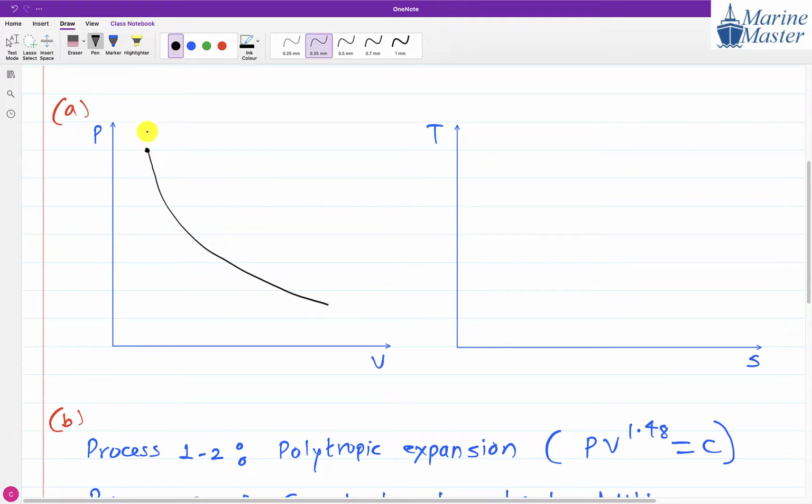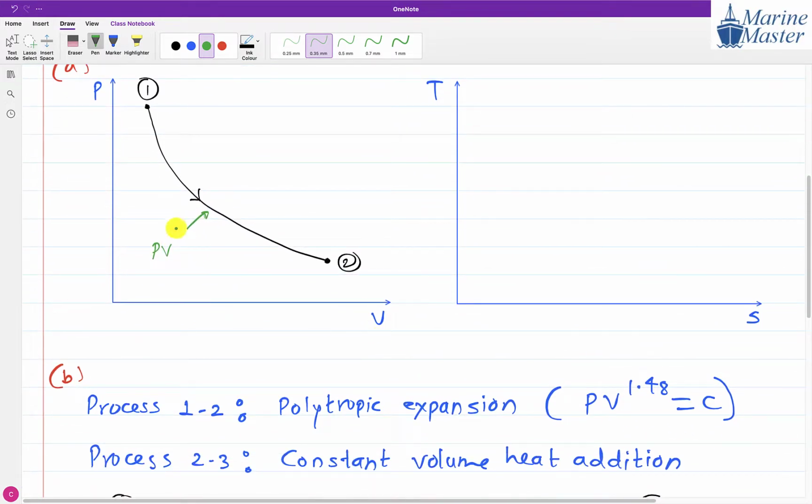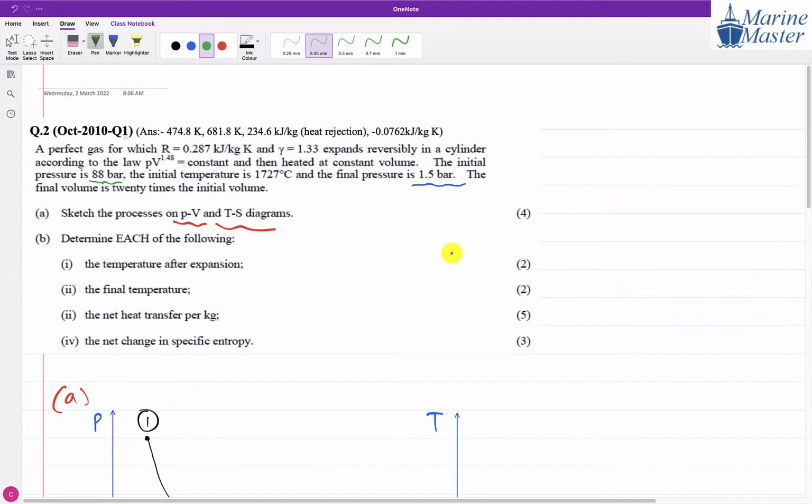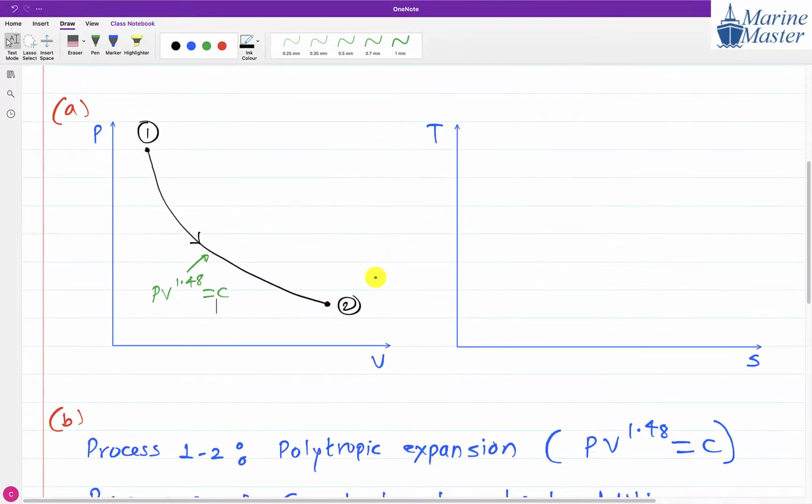So 1 to 2 is a polytropic expansion. And how do we denote the polytropic process here? PV raised to the power n equal to constant. So this is our polytropic process. Now what is the 2 to 3 process? Constant volume heat addition.